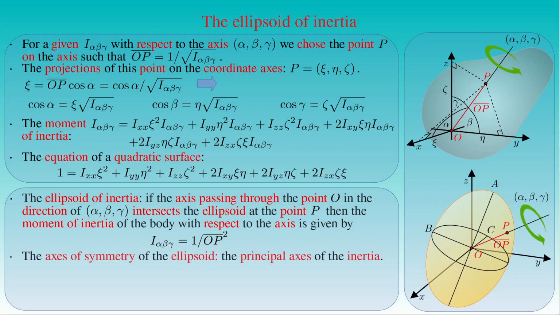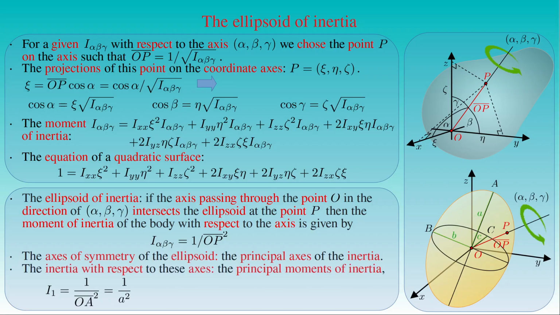The moments of inertia of the body with respect to the principal axes are the principal moments of inertia of the body, and they are given as follows. The first principal moment of inertia, denoted by I1, is equal to 1 over the square of the distance between the points O and capital A, where this distance is denoted by a as seen in the figure. Similarly, the second principal moment of inertia, denoted by I2, is equal to 1 over the square of the distance between the points O and capital B, or 1 over the square of the distance b, and the third principal moment of inertia, denoted by I3, is equal to 1 over the square of the distance between the points O and capital C, or 1 over the square of the distance c.